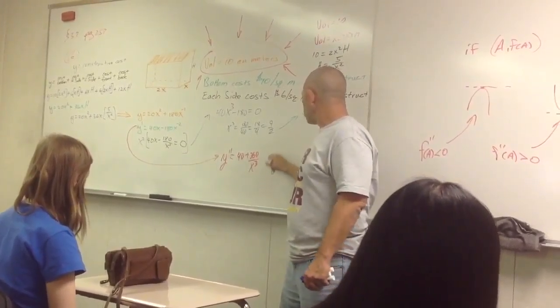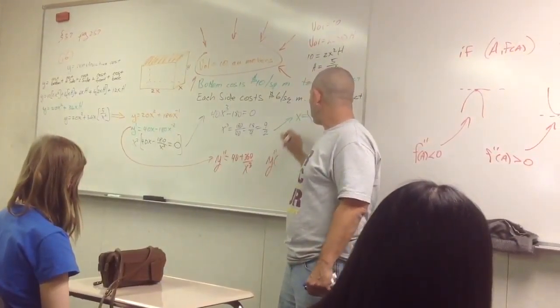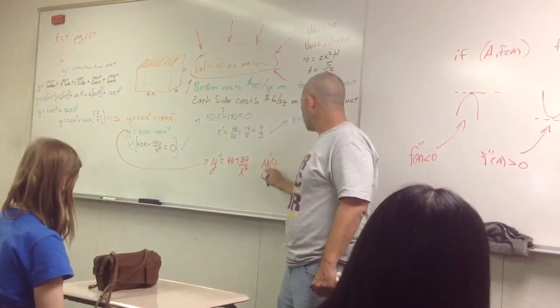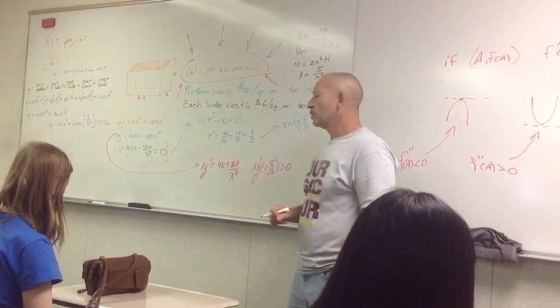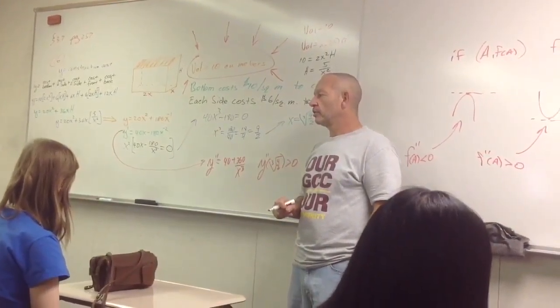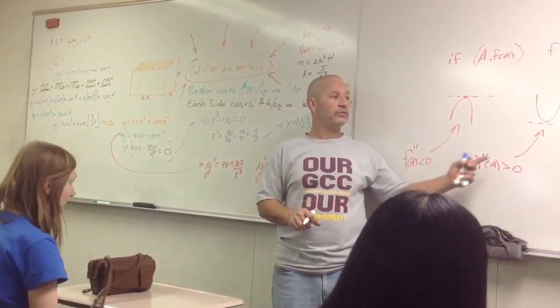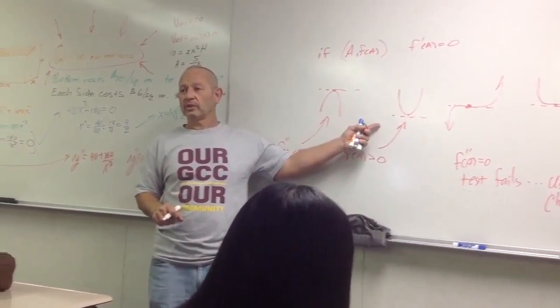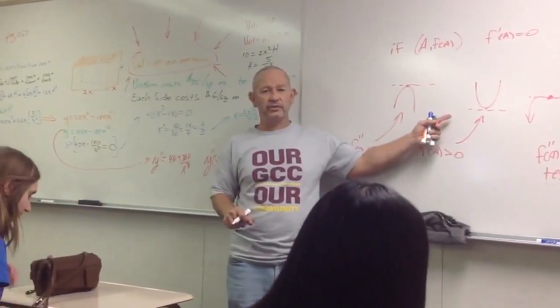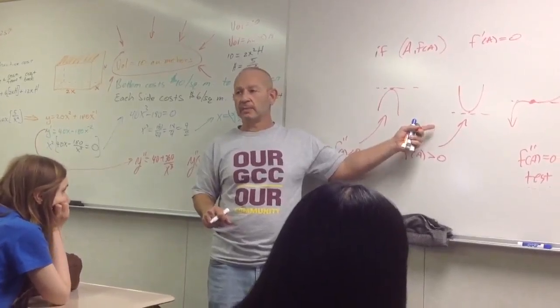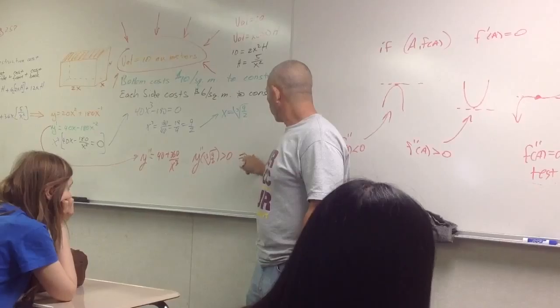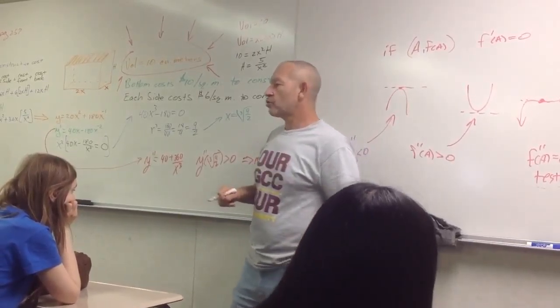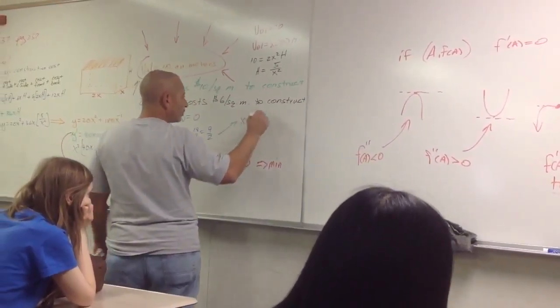Notice that y double prime of any positive number, in particular the cube root of 9/2, is positive, which means concave up, which means minimum, which is what I'm looking for. So we're done. X should be the cube root of 9/2.